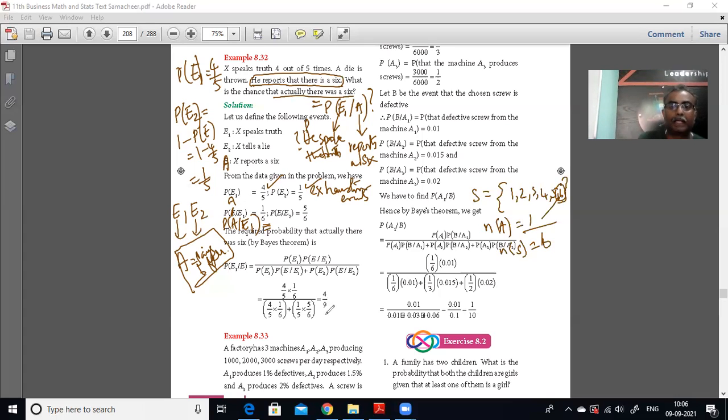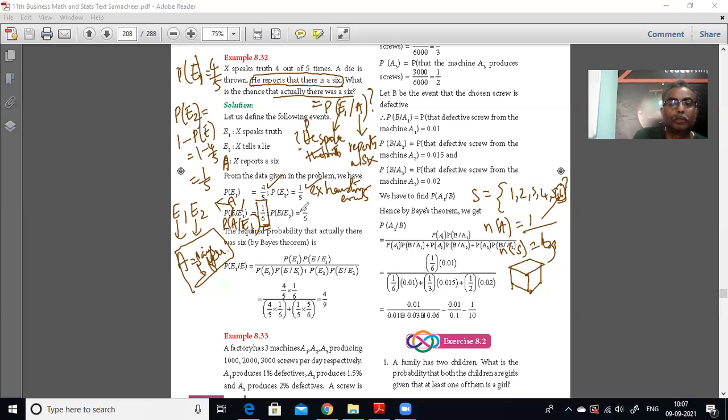Okay, the probability that there is a 6 when he speaks the truth, that is 1 by 6. So it is given as 1 by 6. You understand this thing? Providing he has E1, when he has spoken the truth, what is the probability that there will be a 6? He has spoken the truth. Then what is the chance of a 6 coming up? That is all. The chance is 1 by 6.